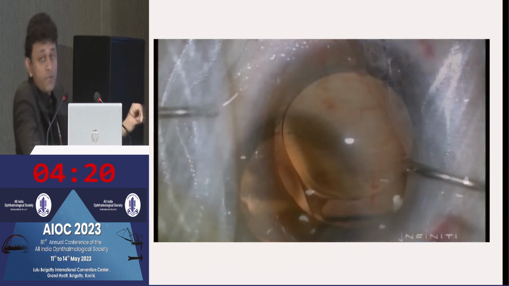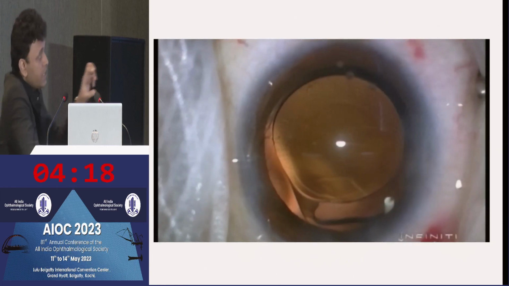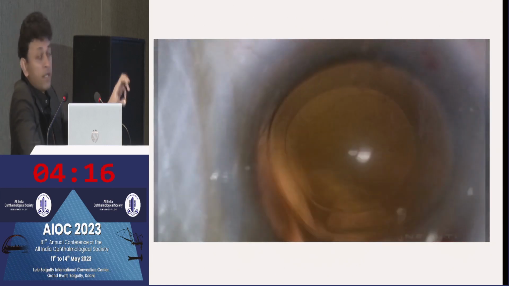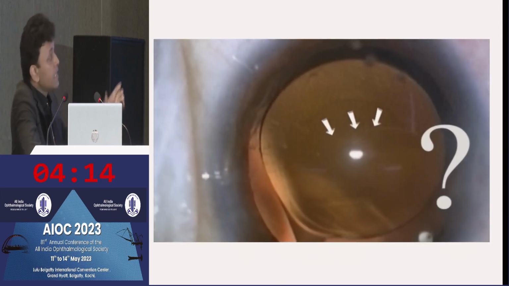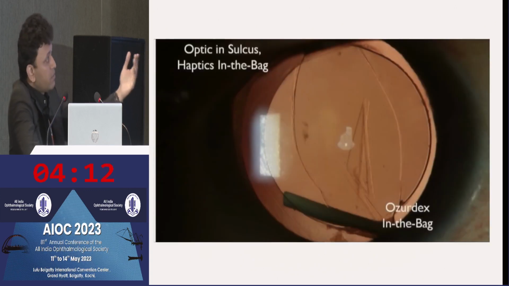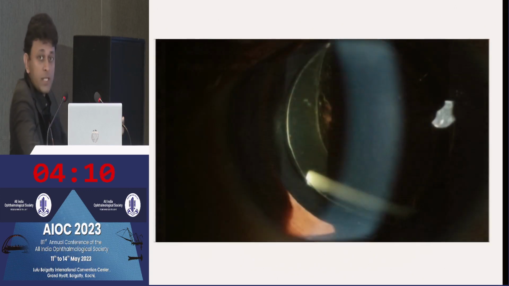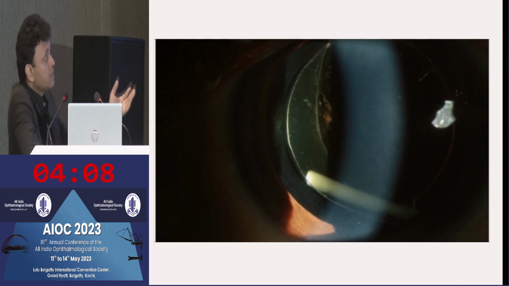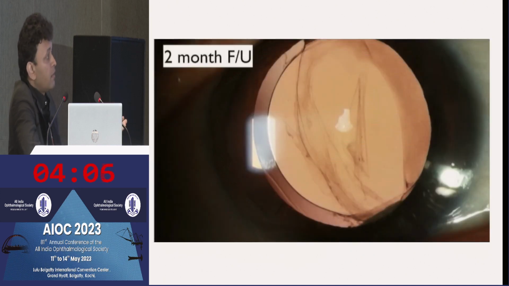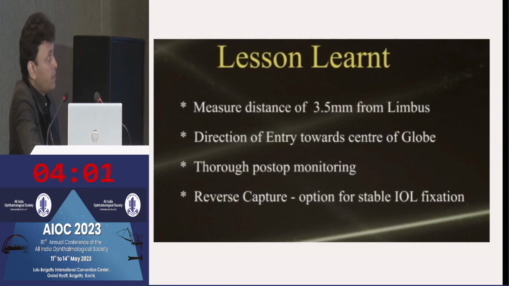So in this case, what happened is that the implant was injected in the bag and then there was a posterior capsule alert. Now, because the surgeon was highly skilled, he was actually able to do a reverse optic capture. That is, the optic was placed in the sulcus with the haptics in the bag. Fortunately for the patient, he had a very good outcome. There was no problem insofar as the uveitis was concerned and insofar as the cataract surgery was concerned.